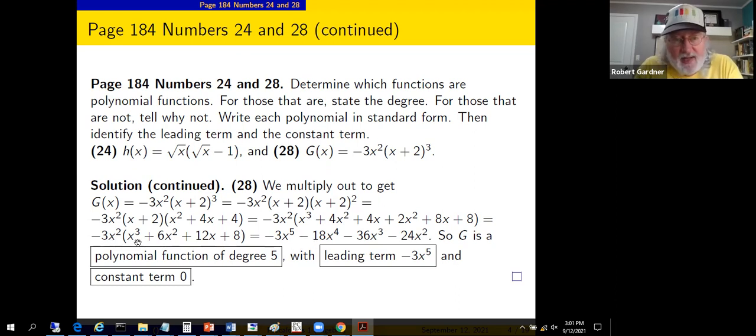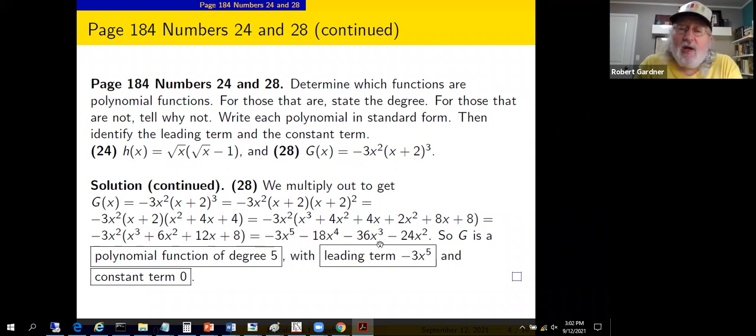Distributing, we'll have, adding exponents, negative 3x to the 5th, right? Negative 18x to the 4th, adding exponents. Negative 36x cubed, right? Adding exponents. And negative 24x squared. So here we have the polynomial. Actually, it really is a polynomial. It's in the right form. And we've got it in standard form as given here. So G really is a polynomial.